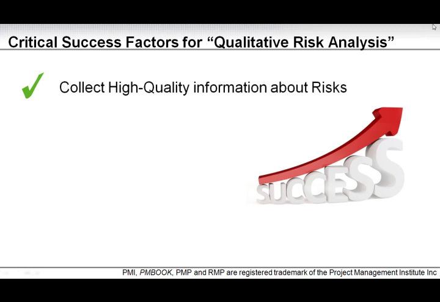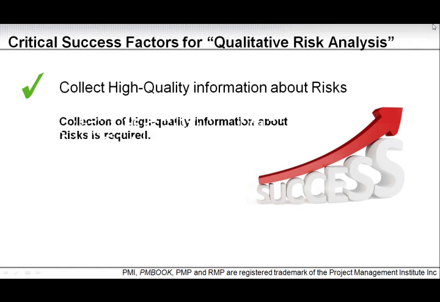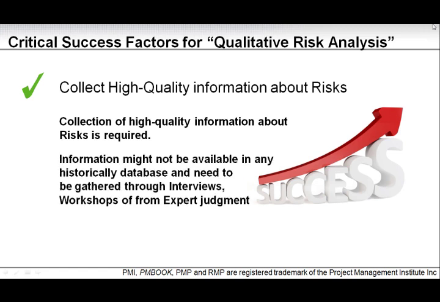And whatever we do, as the third critical success factor says, we need to make sure that we collect high quality information about risks. So collection of high quality information about risk is required. Information might not be available in any historical database and may need to be gathered through interviews, workshops, or from experts that we bring in.